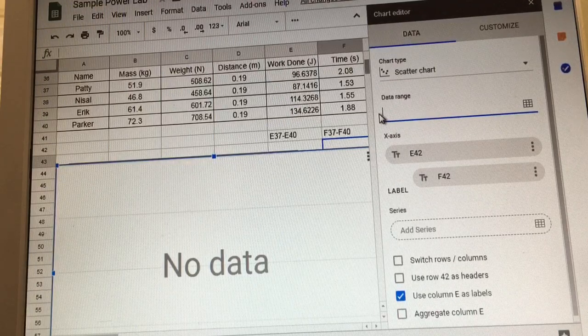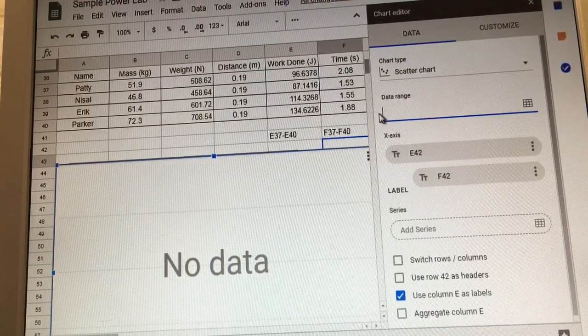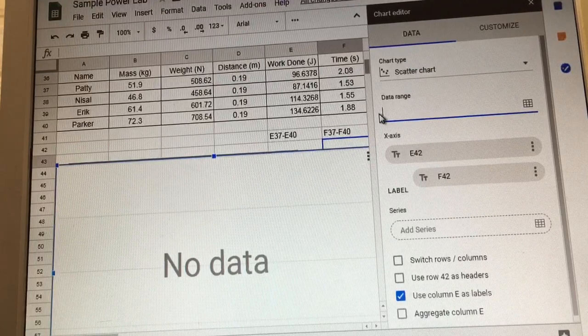Time goes in the X and work goes in the Y. Think about graphing. What points do you put first? Remember when you write coordinates in little parentheses, like 3, 5. What's the order there? Is it X, Y, or Y, X? X, Y. It's always X, Y.